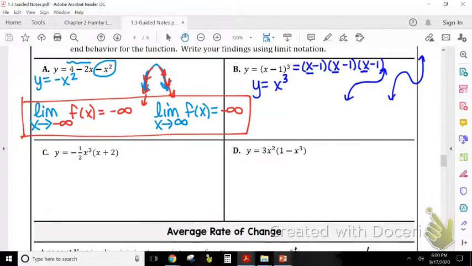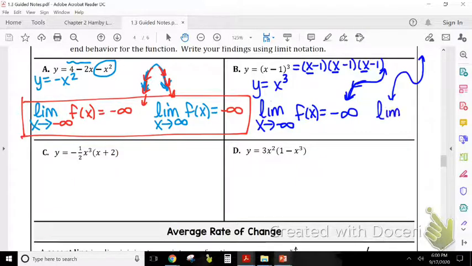So we know on this graph looking at it that our limit as x goes to the left towards negative infinity, f of x equals, well, we can see as we're going to the left, our y's are going down, so negative infinity. And then the limit as x approaches the right, so towards positive infinity, as we go to the right, our y's are going up, so they're going towards positive infinity.